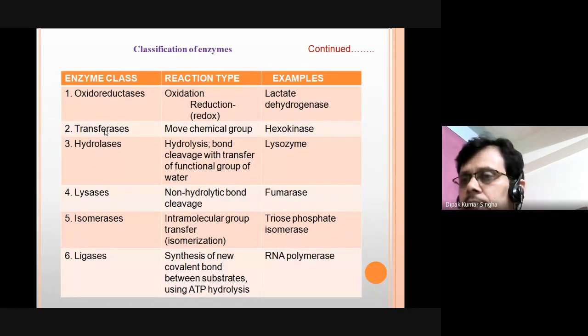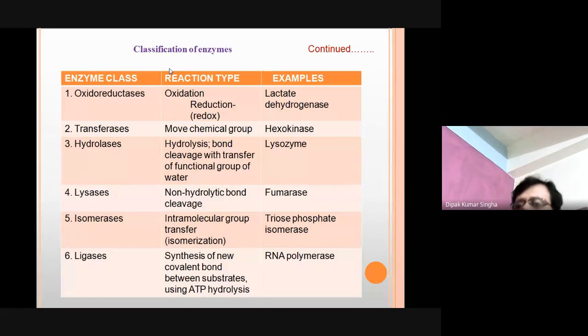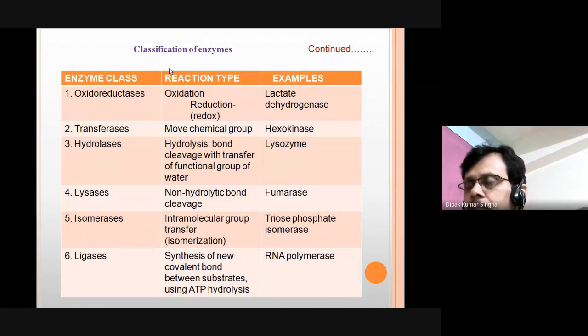Number 3. Be careful, the number and the name are fixed. It is not that you can change it and write hydrolase in position number 2. That is totally wrong. Number 1, oxidoreductase. Number 2, transferase. Number 3, hydrolase. Number 4, lyase, then isomerase. Hydrolase means hydrolysis or bond cleavage with the transfer of a functional group in the presence of water. For example, lysozyme.